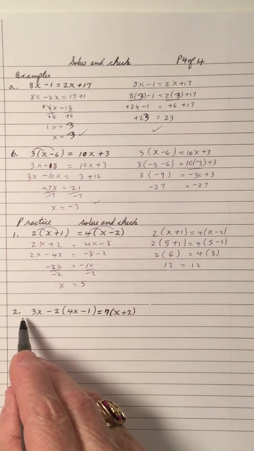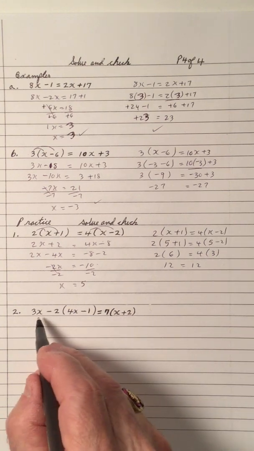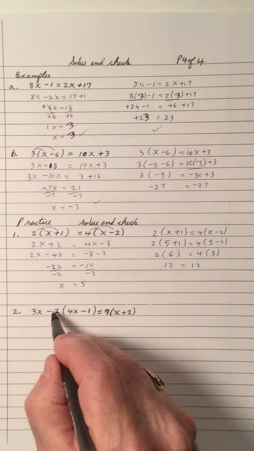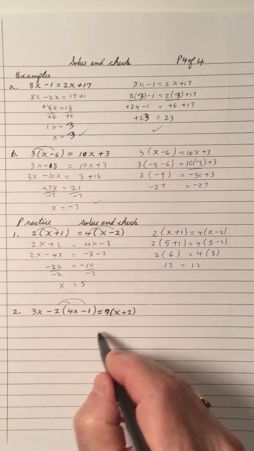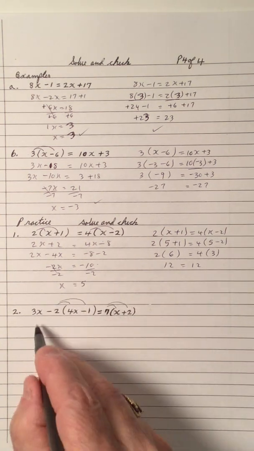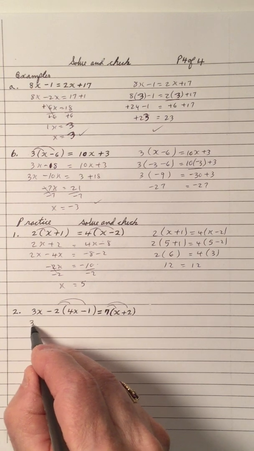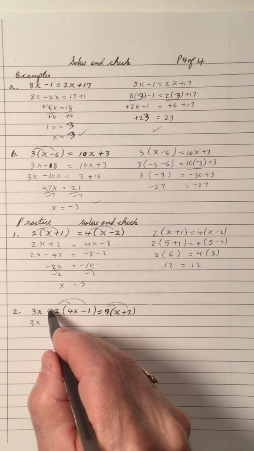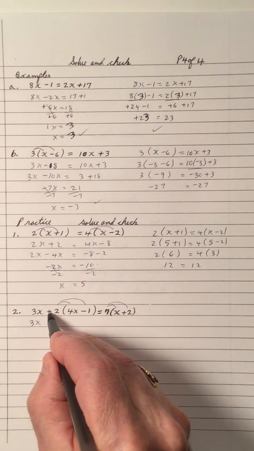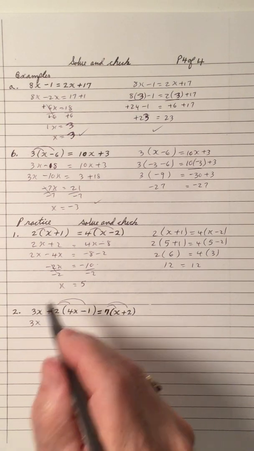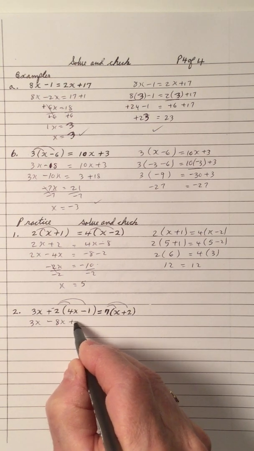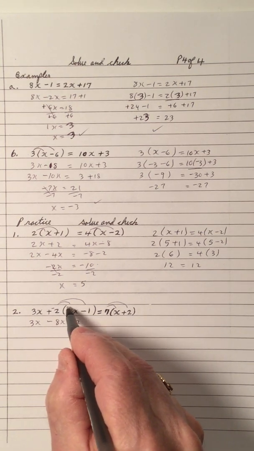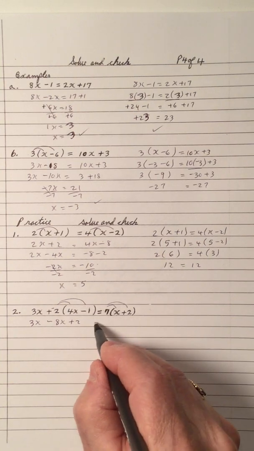And number 2. So I have to be careful. Now notice here, this is a multiplication. So PEMDAS says I have to multiply these two, and then I multiply these two. So this 3x stays right there. And a negative is the same as plus a negative. That's negative 8x plus 2 when I multiply: negative 2 times 4x, negative 2 times 1.